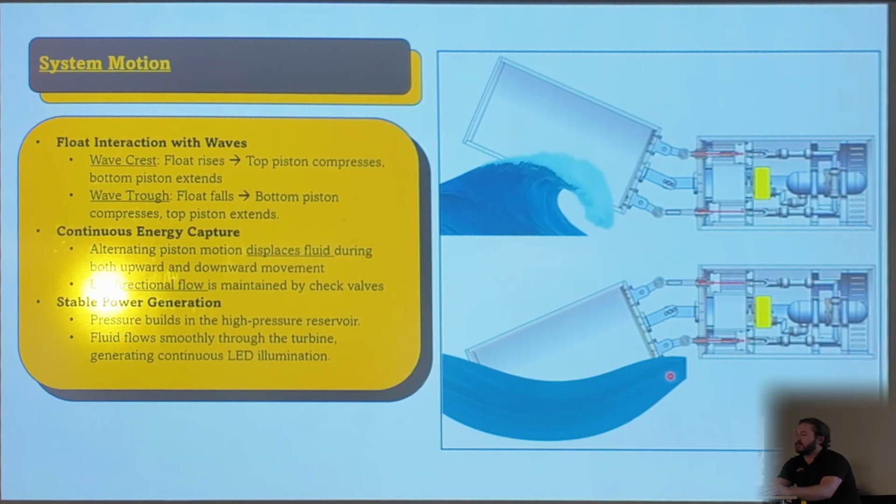And then after a few oscillations, the high pressure reservoir will become pressurized thanks to the compressible element within the reservoir. And then it will begin allowing a smooth, continuous flow through the turbine, generating electricity and then illuminating an LED.